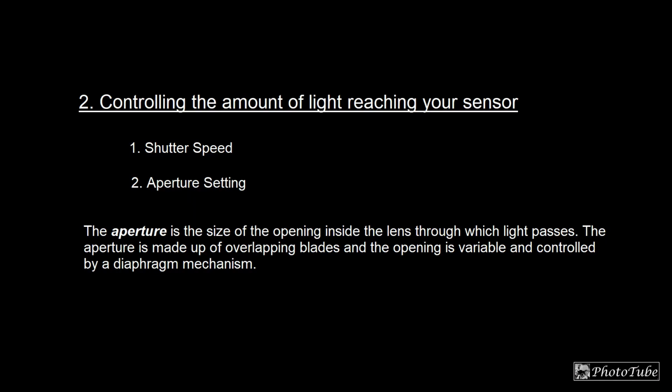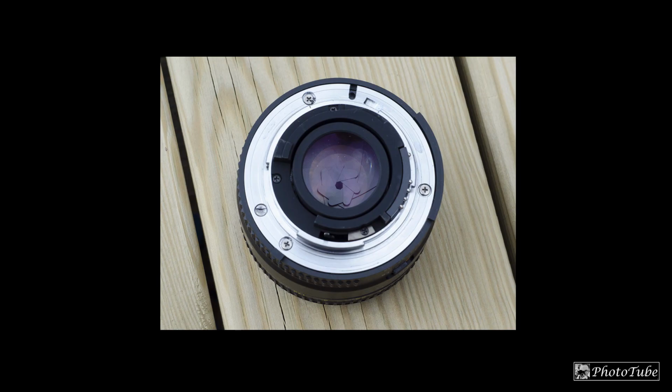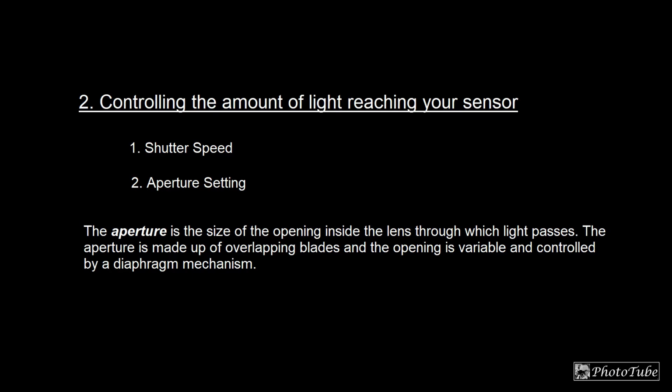A 30-second exposure is allowing 120,000 times more light to reach the sensor than a shutter speed of 1/4000th of a second. The aperture. The aperture is the size of the opening inside the lens through which light passes. The aperture is made up of overlapping blades, and the opening is variable and controlled by a diaphragm mechanism in the lens.